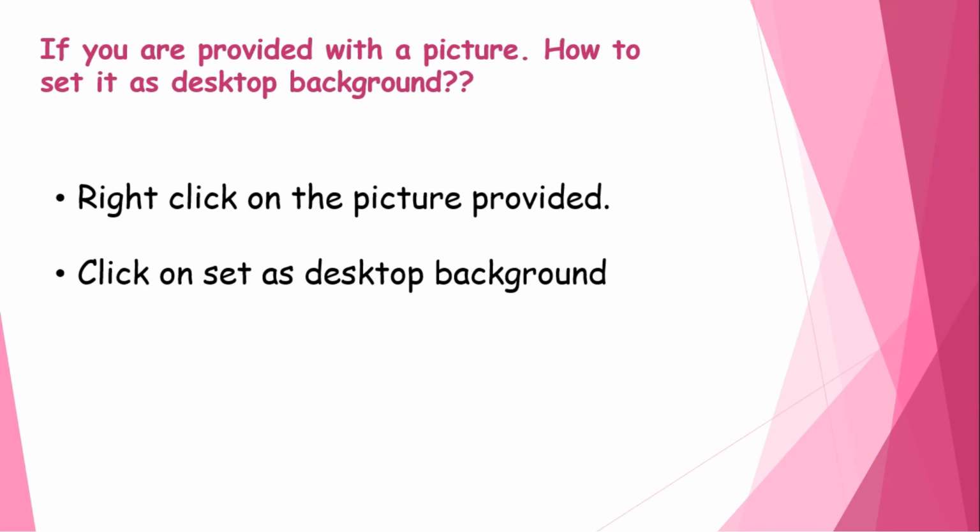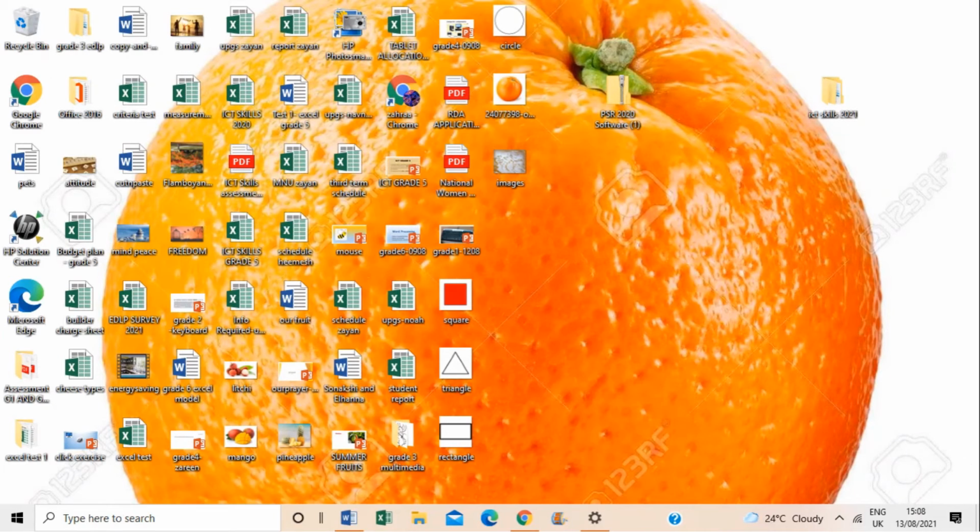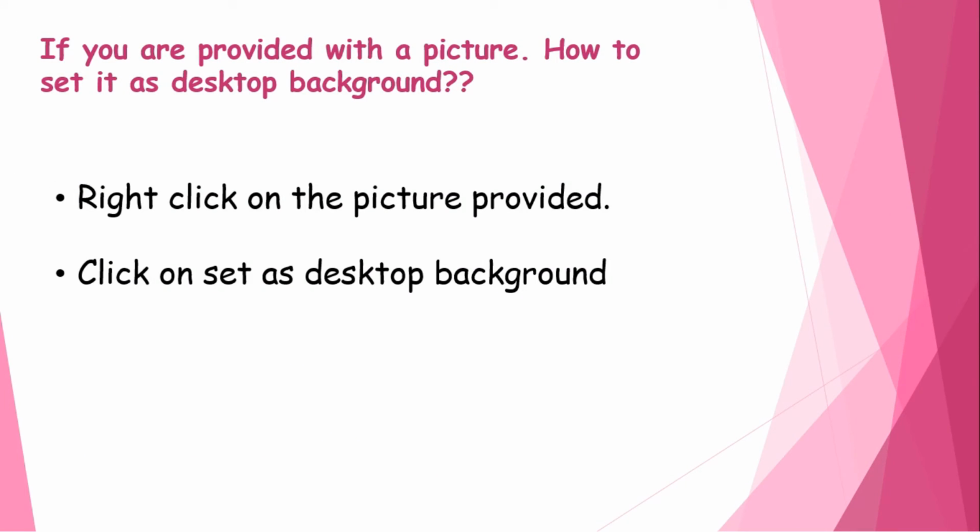Now, this is generally how it works. If I provide you with a picture and tell you, set the picture as your desktop background, how will you do it? You must right-click on the picture I have provided you, and then you click on Set as Desktop Background.